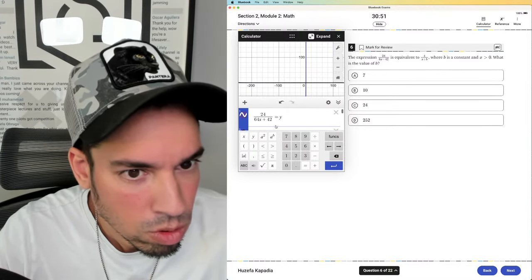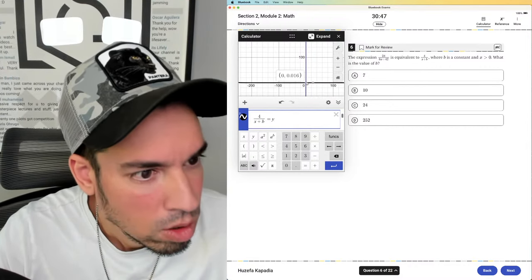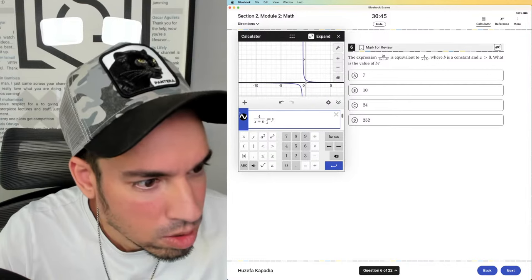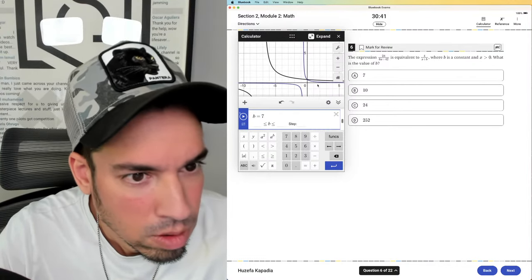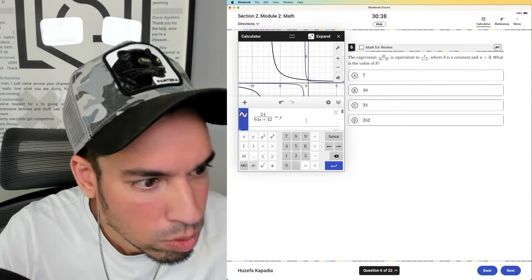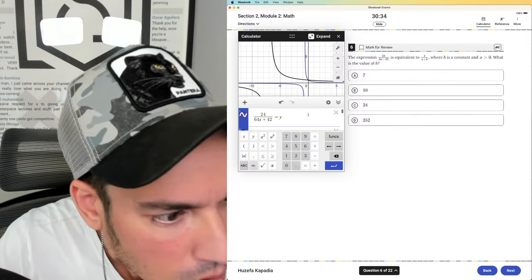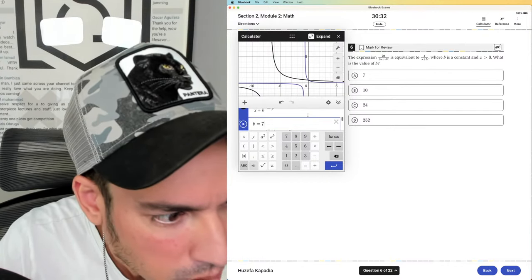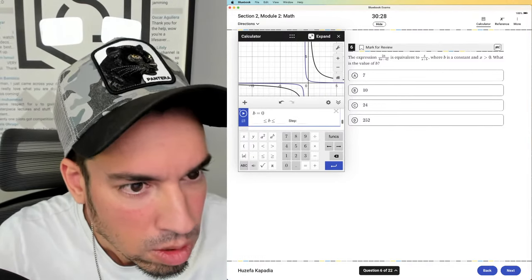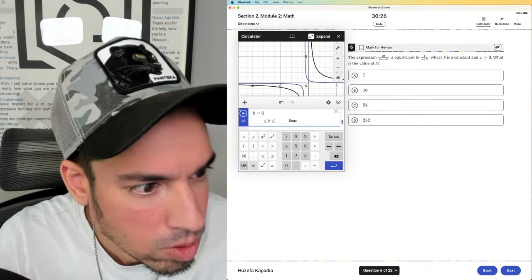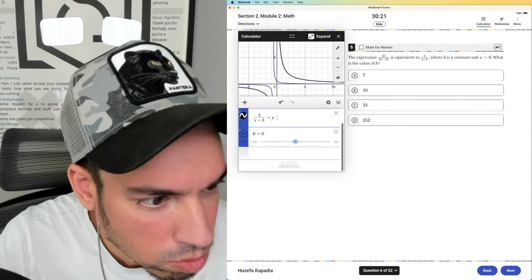24 over 6X plus 42. Oh, I didn't say it's equal to Y. Wait, what? Hold on. None of these seem to work. So let me go to 7. Ooh. This is weird. Expression 24. Let me make sure I didn't make a typo. 64x. And then 4 over x plus b. When I had it as 0, they seemed to match. No, it didn't. Oh, and x is greater than 0. So maybe we should only look at the right side.